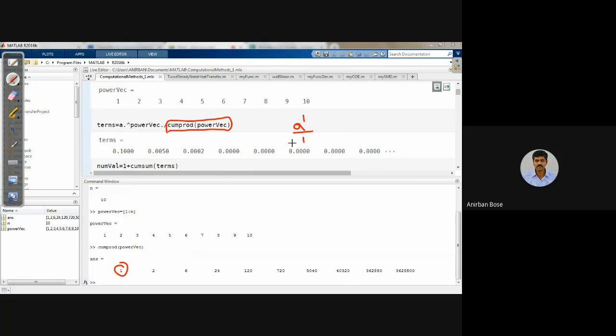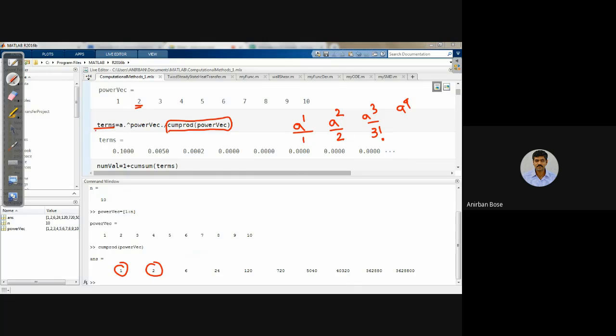Then what is the second element of this? The second element is a to the power of the second term of the power vector, that is 2, divided by the second term of the comprod. So these are the quantities that are going to be there within that particular vector.